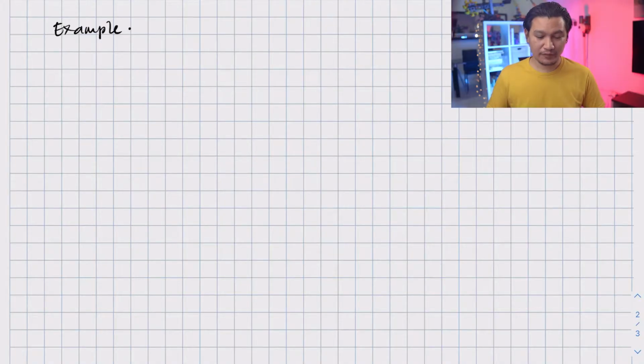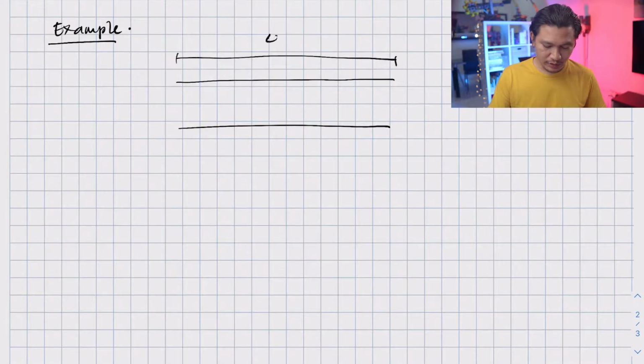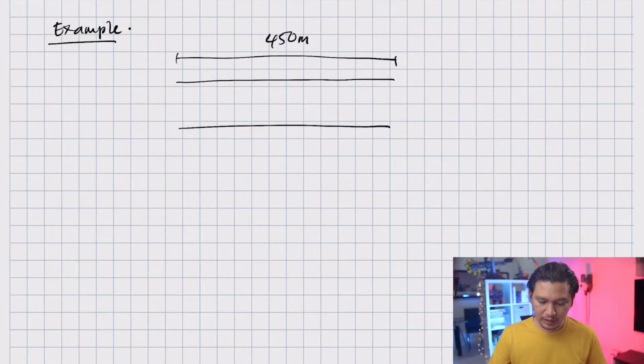In this video we are going to be looking at a few examples on how to find the major loss inside a pipe. Now let's say that we have a pipe that is 450 meter long. Okay, so this is quite a long pipe. The diameter of the pipe is 38 millimeter, and the pipe is made from wrought iron.